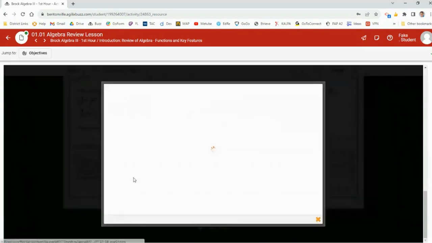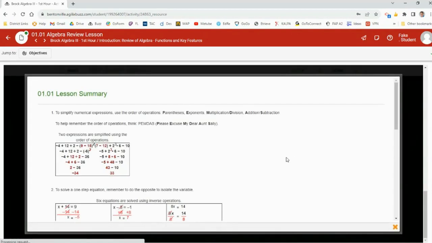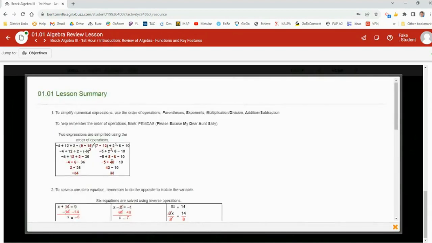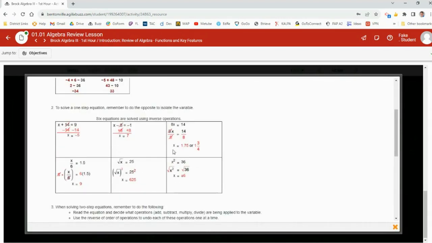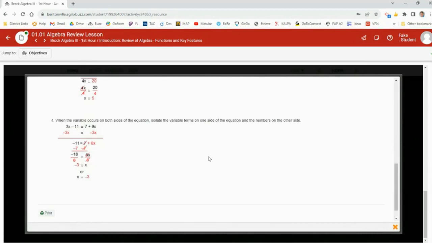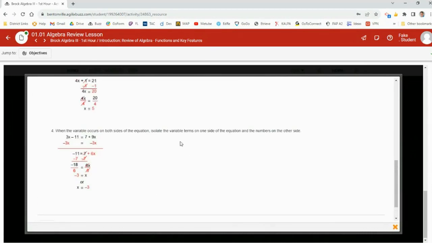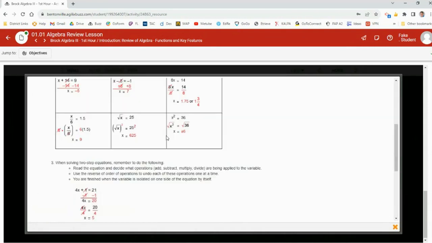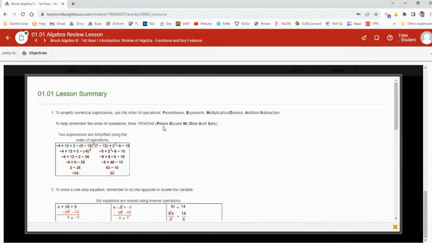Again, here's the lesson summary. If you want to make notes of this review lesson, it goes through order of operations, solving one-step equations. There's 6 different examples right there. Solving two-step equations, and when variables are on both sides. So there's a nice summary. If you print that and keep that in the 3-ring binder if you want to, you can copy those into your notes. Remember, any notes you have can be used on tests and assignments.